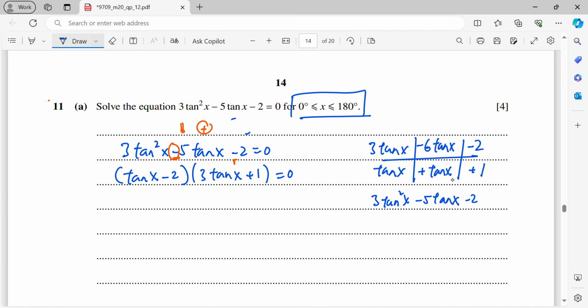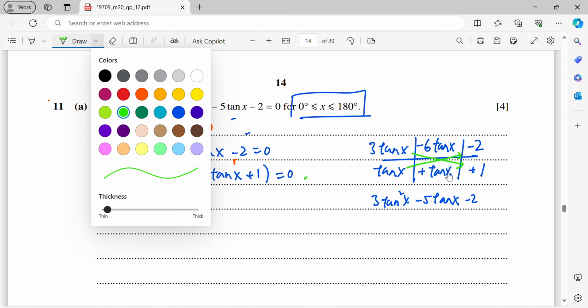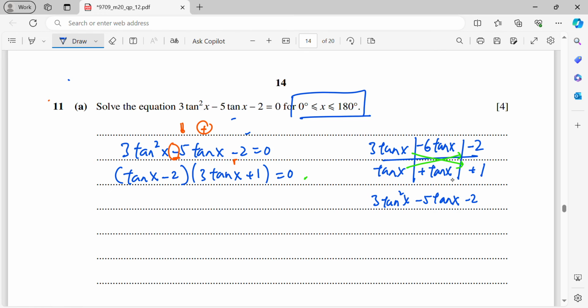So for the final answer of the factorization, just cross multiply. This is how I get these two terms. Otherwise, you can just use your calculator, get the roots first, and from the roots, you change to factors. Then from here, either tan x minus 2 equals 0, or 3 tan x plus 1 equals 0. Which means you are getting tan x is 2, or tan x is negative 1 over 3.